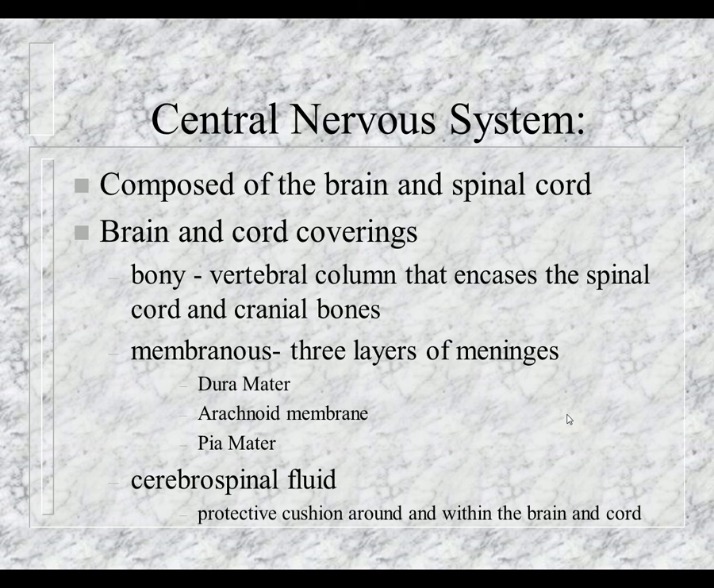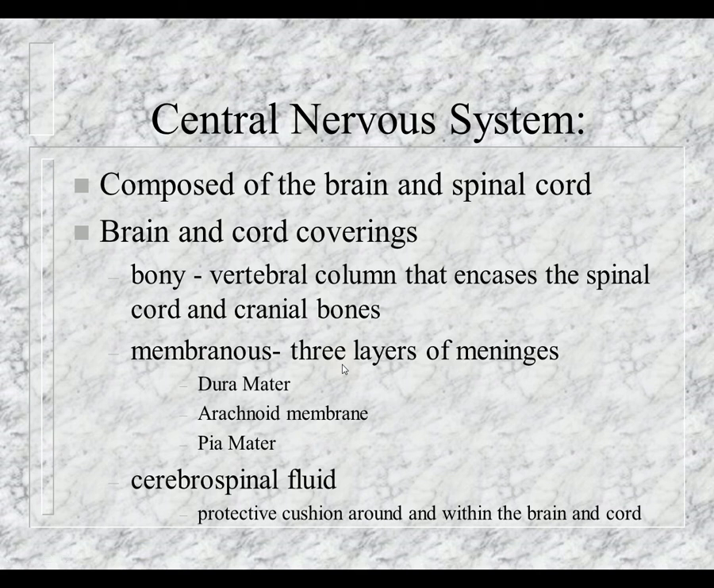All right, the central nervous system is composed, we said earlier, of the brain and the spinal cord. The brain and the spinal coverings, we know, have a lot of bones in here. We have a lot of bones in the vertebral column that encase the cord, and there's a lot of cranial bones.